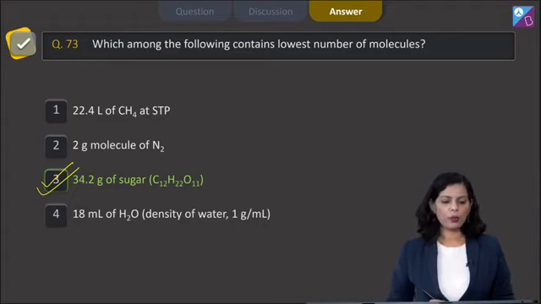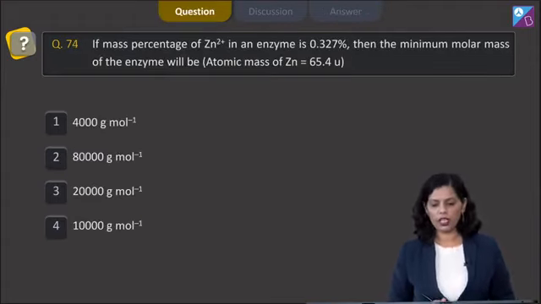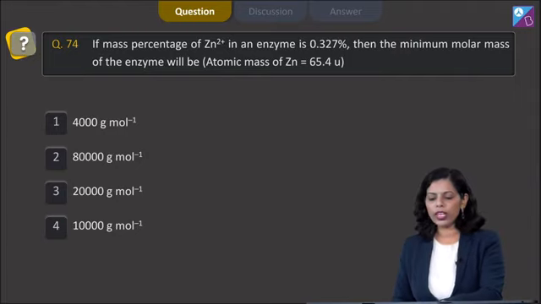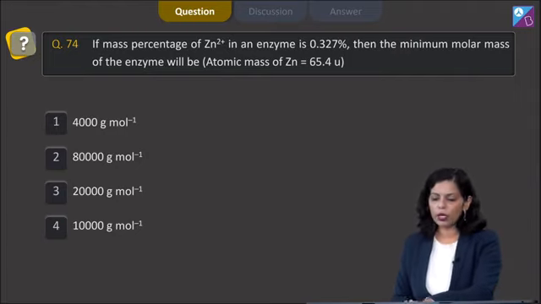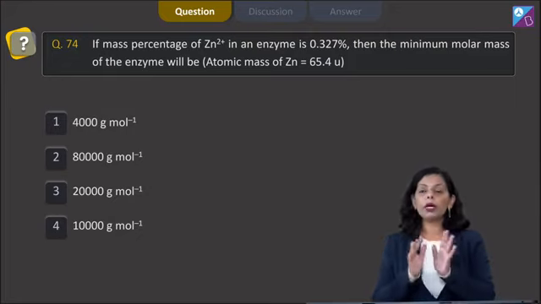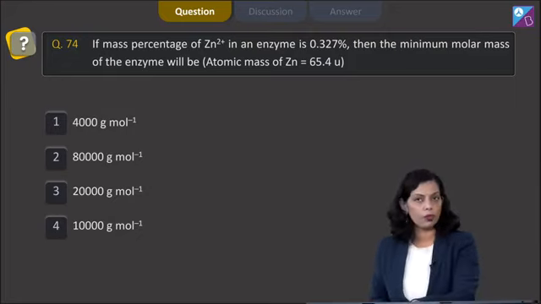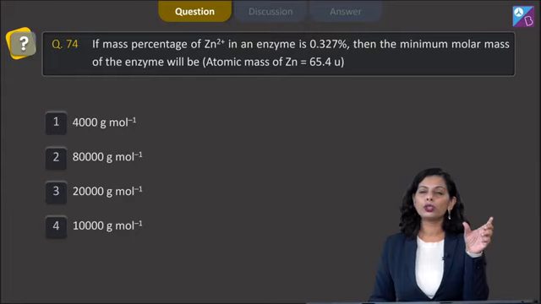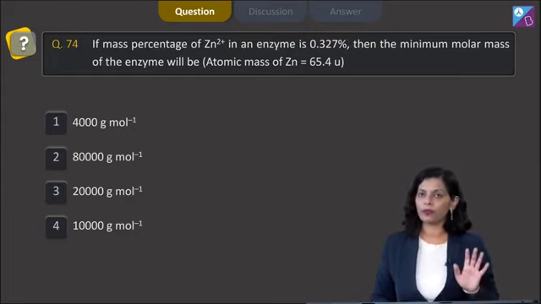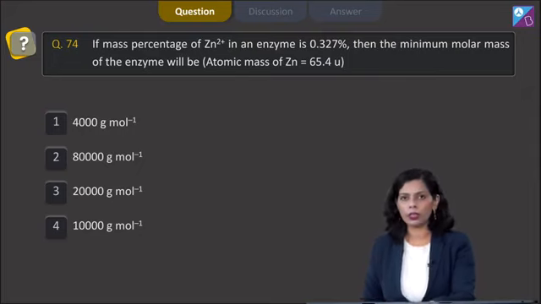Question number 74. If the mass percentage of zinc ion Zn2+ in an enzyme is 0.327%, then the minimum molar mass of the enzyme will be. So the minimum molar mass of the enzyme, if you want to calculate, then one molecule should have at least one zinc ion, right or not? Yes. So on the basis of that, we will proceed.